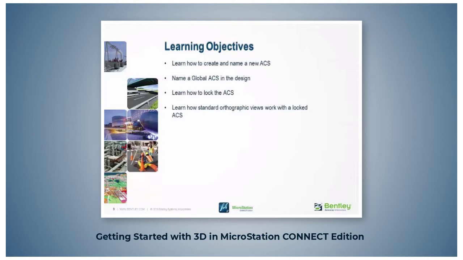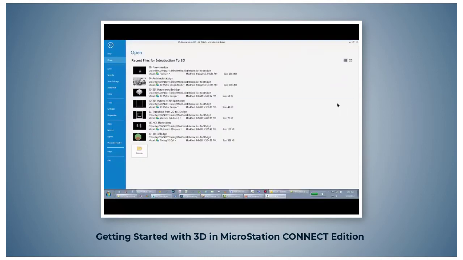In this topic, you will learn how to create a named ACS, how to create a global ACS at the 0,0,0 origin, learn how to lock an ACS, and learn how standard orthographic views work with a locked ACS. Auxiliary coordinate systems. An ACS is useful in placing elements on planes that have a different depth or orientation.